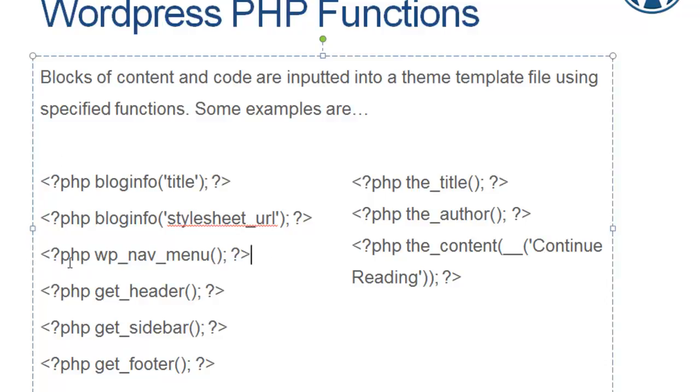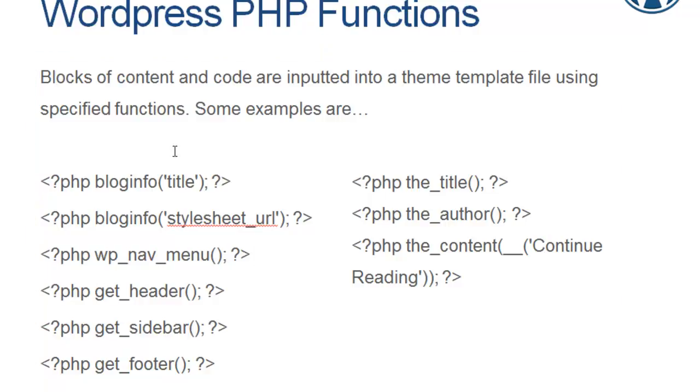WP nav menu, that's the function you'd call to get the main navigation menu. Get header, get sidebar, get footer. These are just simply including the header, sidebar, and footer PHP files, which we just went over. This is what you would use to include them in your index.php or your page.php file. And then these over here are post specific, so the title would be a blog post title. This would usually go inside of a while loop. The author would give the author name, and then the content will have the blog's main body content. So very easy. You can look all this stuff up at wordpress.org. It has every function that is available and what it does and what it means.